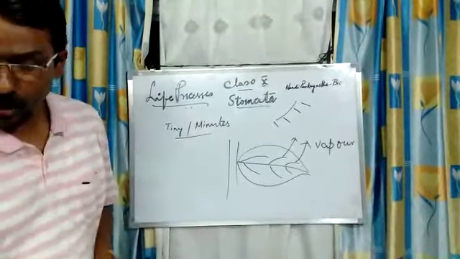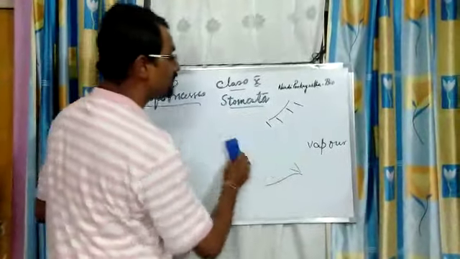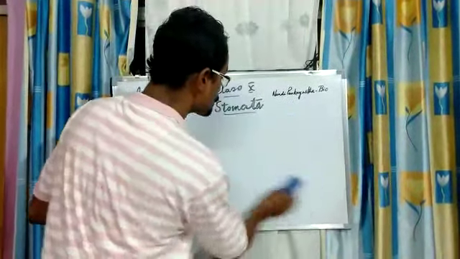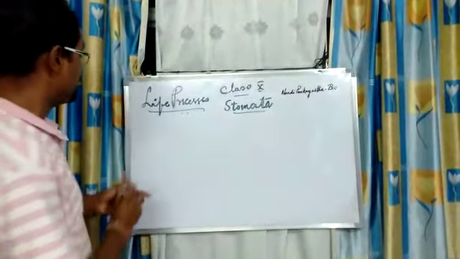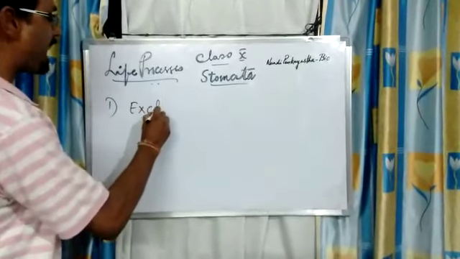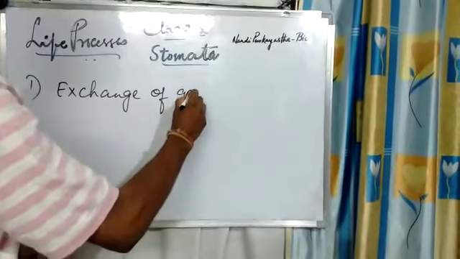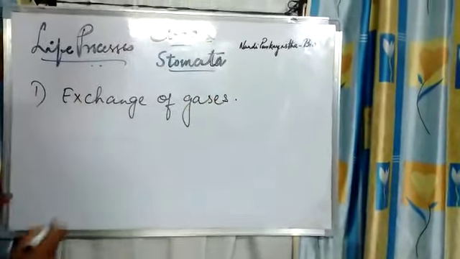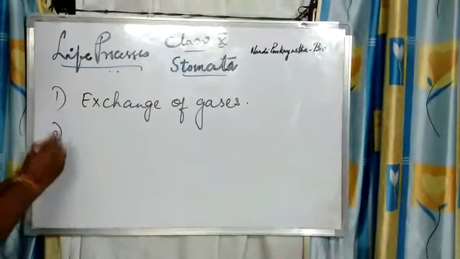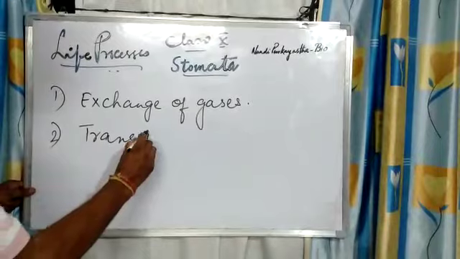So by this time you have definitely come to know the function. So what is the function? Number one, stomata help in the exchange of gases. Number two, they help in transpiration.